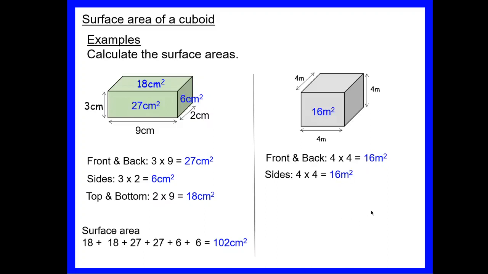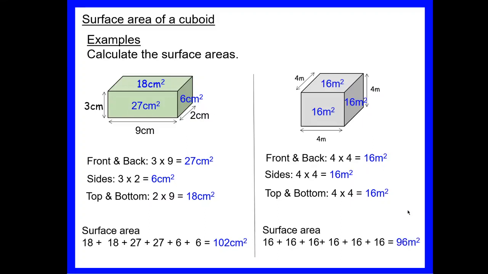The sides are also 4 times 4, so 16 meters squared. The top and the bottom, 4 times 4, 16 meters squared. And so my surface area, 16 plus 16 plus 16 plus 16 plus 16 plus 16. Again, you might feel that you can do 6 times 16. That's up to you. I like to make sure I've got my 6 faces all together. And that comes to 96 meters squared this time. Make sure you're happy with those examples before you move on to your practice.